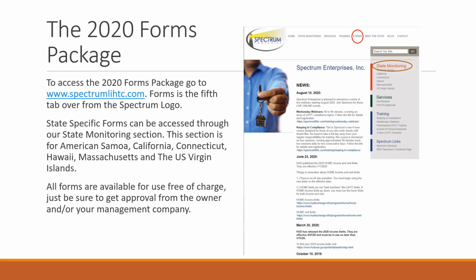The 2020 forms package can be found on our website at www.spectrumlihtc.com. Forms is the 5th tab over from the Spectrum logo. State-specific forms can be accessed through our state monitoring section. This section is for American Samoa, California, Connecticut, Hawaii, Massachusetts, and the U.S. Virgin Islands. All forms are available for use free of charge. Just be sure to get approval from the owner and/or your management company.